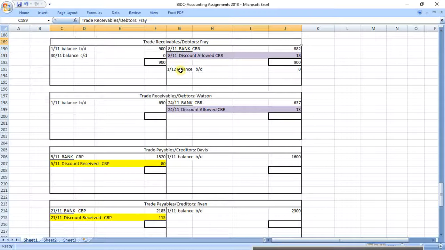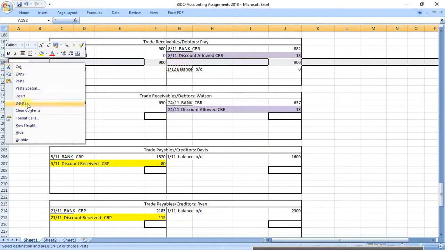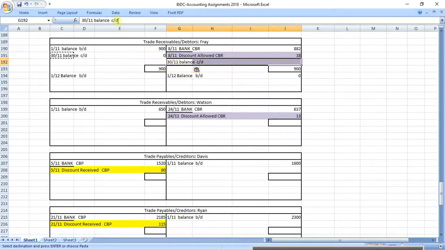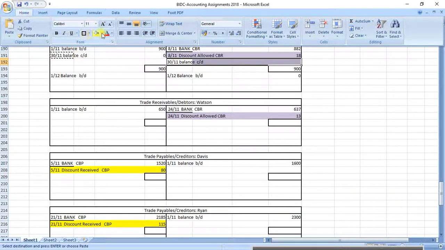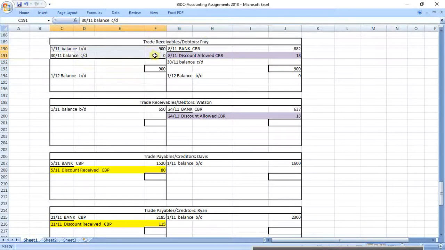So how come we're bringing it down on the credit side? True. I just didn't have enough space. I should have done this and then copied that, pasted that there. Yeah. Yeah, this is a debtor, so you would definitely have to bring down the balance on the other side. Yeah. Okay. So yours was actually right. Yeah.